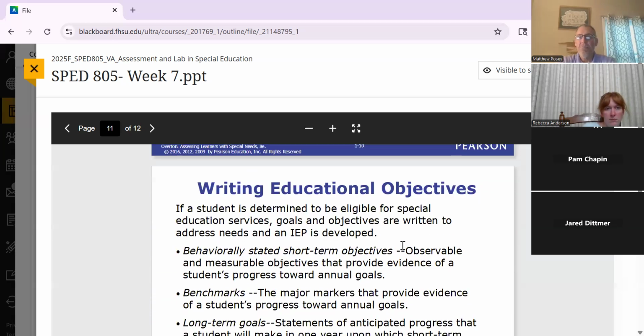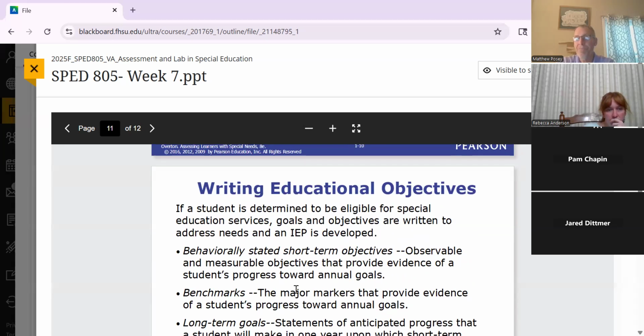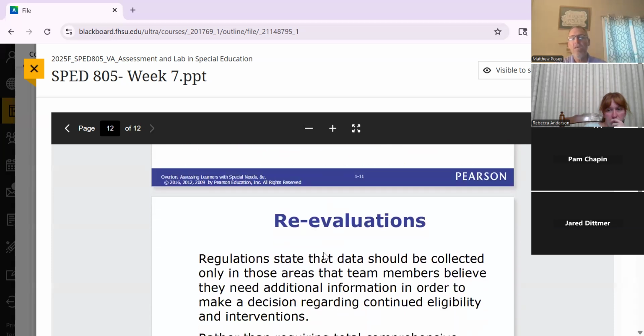And then writing educational objectives. That would be your next step, is starting to write objectives and start building the IEP if the student qualifies. So you want to look at short-term objectives, some different benchmarks, and some long-term goals. You'll get to do this in the mock IEP for your final. Okay? Coming up with some short-term goals and some long-term based on the data you've collected.